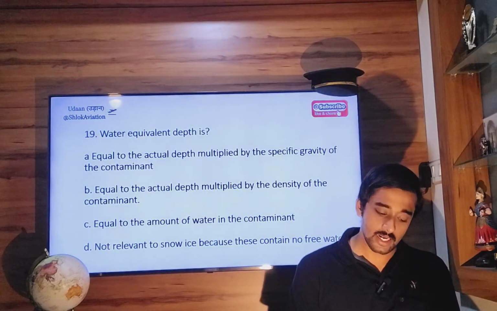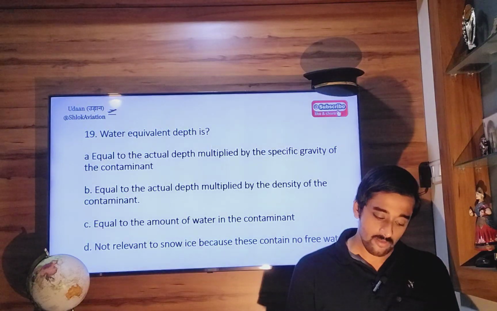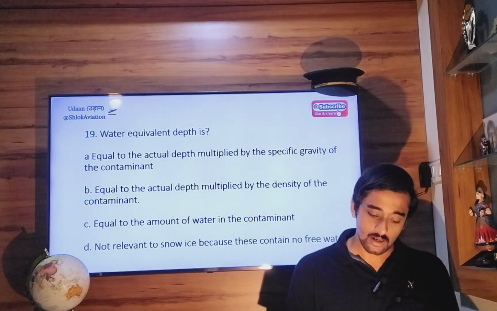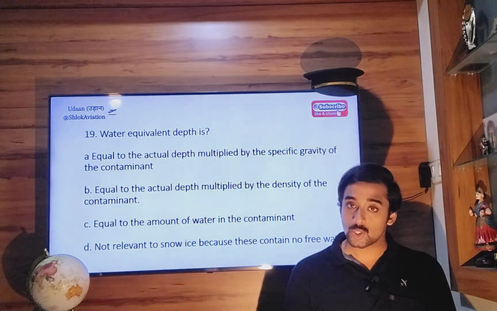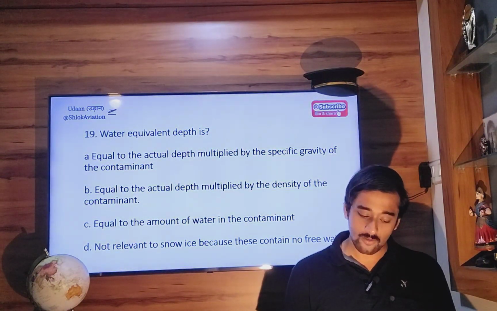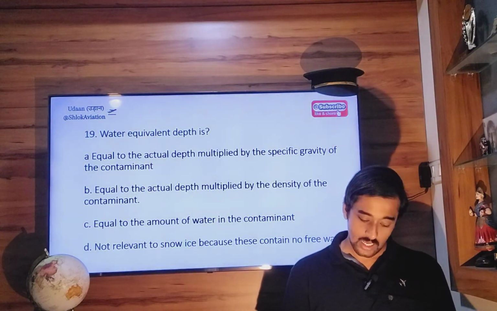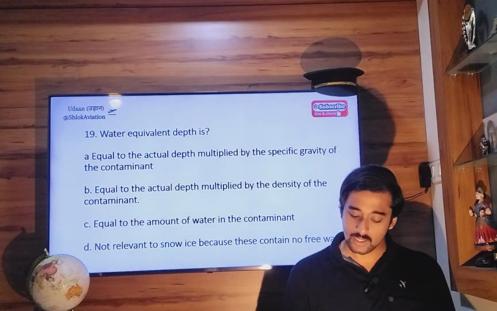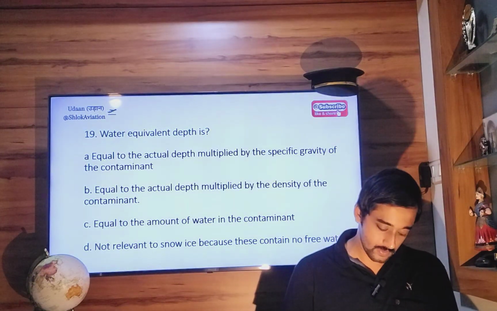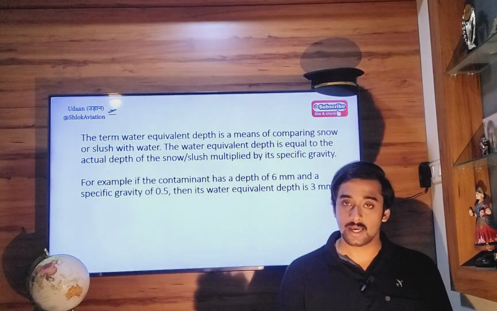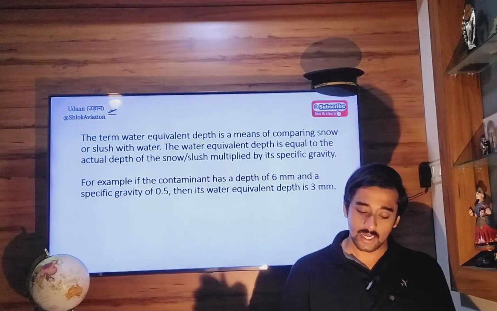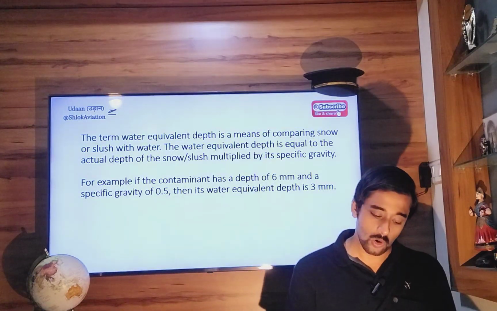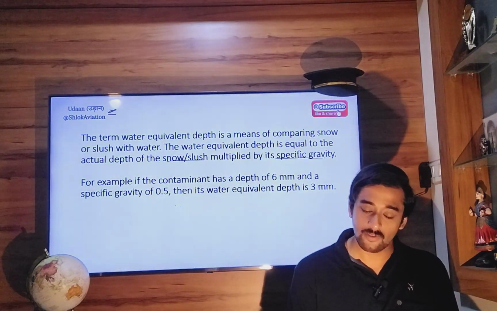Next, water equivalent depth is what? Water equivalent depth is equal to the actual depth multiplied by the specific gravity of the contaminant, equal to the actual depth multiplied by the density of the contaminant, equal to the amount of water in the contaminant, not relevant to snow or ice because these contain no free water. So the term water equivalent depth is a means of comparing snow or slush with water. The water equivalent depth is equal to the actual depth of the snow or slush multiplied by specific gravity.